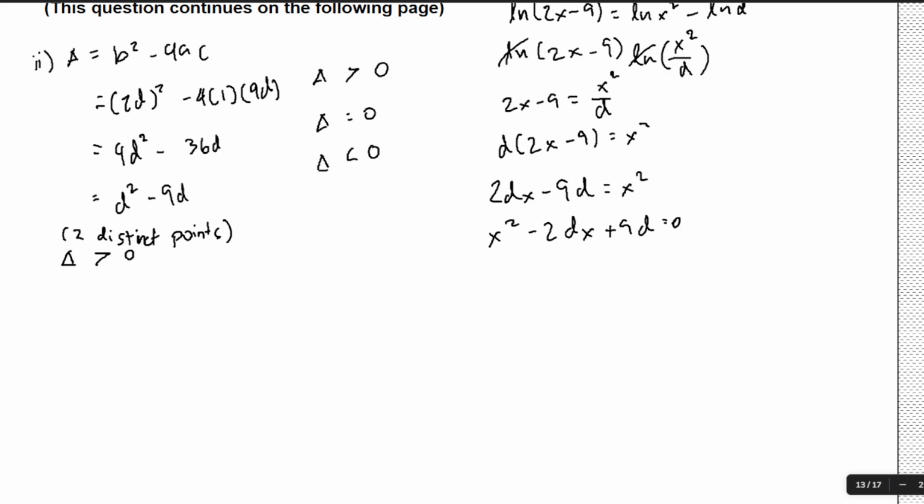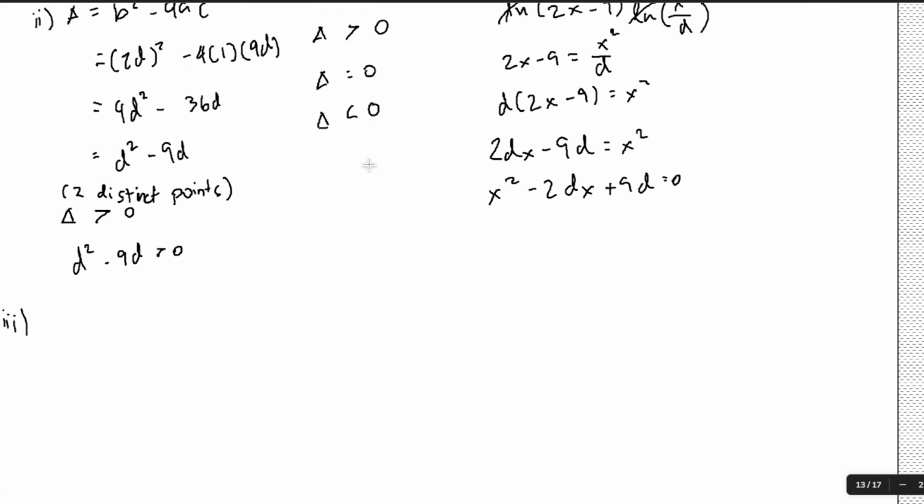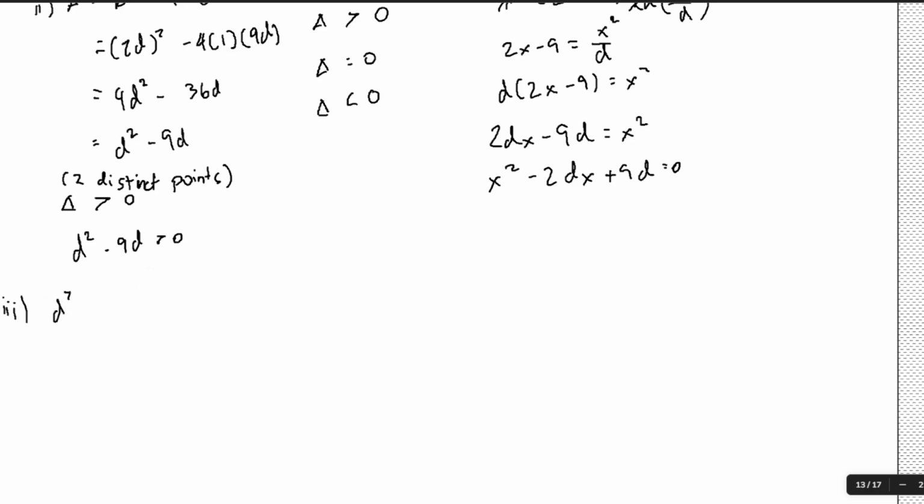After knowing that, we would have d squared minus 9d is greater than 0. And for part 3, we have to find the range of possible values of d. So let's take this, d squared minus 9d is greater than 0. Okay, let's try to factor d out and think about this, okay?